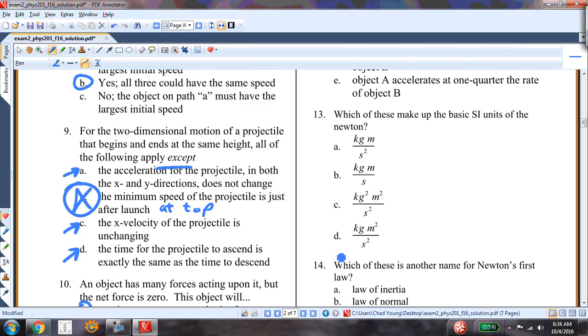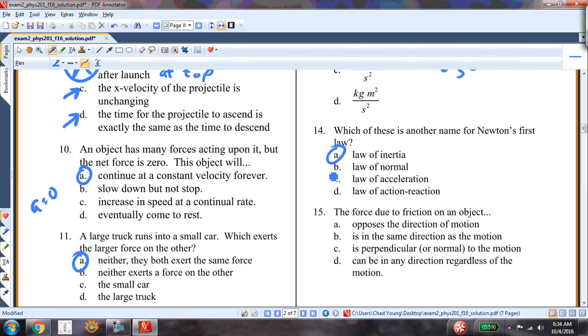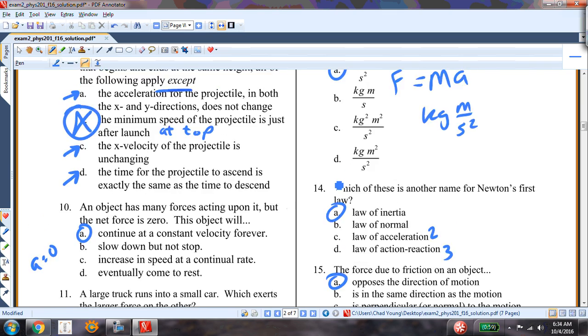Which of these make up the basic SI units of the Newton? Well, F equals ma, so that's kilogram meter per second squared. A. Which of these is another name for Newton's first law? That would be the law of inertia. This would be the second. This would be the third law. The force due to friction opposes the direction of motion.